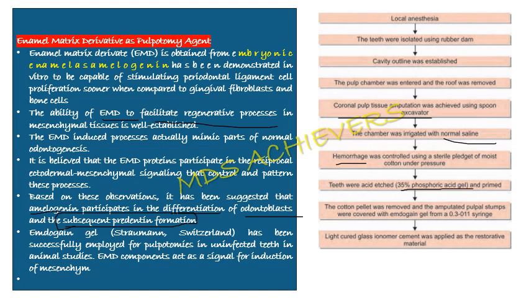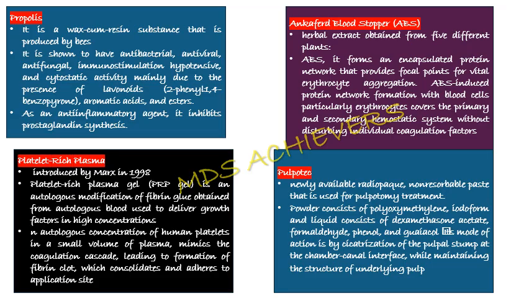And the cotton pellet was removed, and the amputated pulpal stump area was covered with an Emdogain gel from a 0.3 to 0.11 syringe, and the light cured glass ionomer cement was applied as a restorative material. See, we have done etching and bonding, so the light cure material should be used as a bonding, right? That is the basic, simple logic.